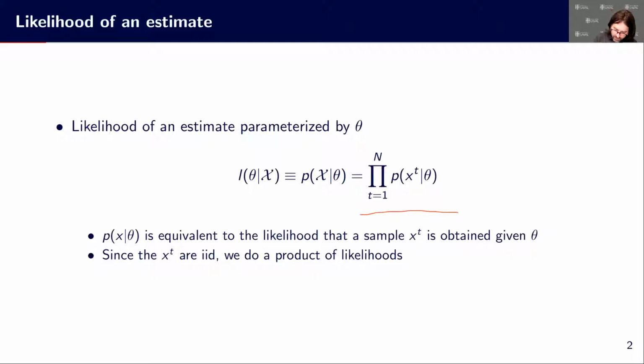So this is what we are looking for. We have this likelihood given the parameterization theta, and we are multiplying this likelihood for each sample. This gives us the joint likelihood, the likelihood over the complete data set.